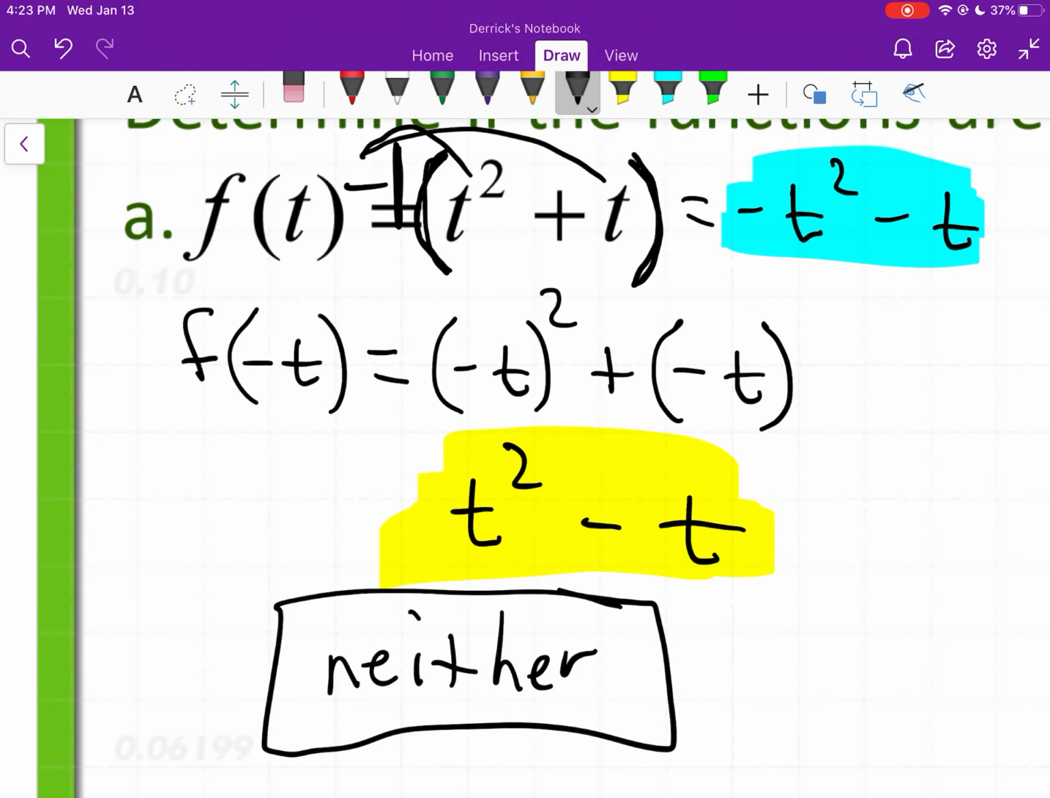That is an example of each different type you could have, and that is how you test to see if functions are even, odd, or neither.